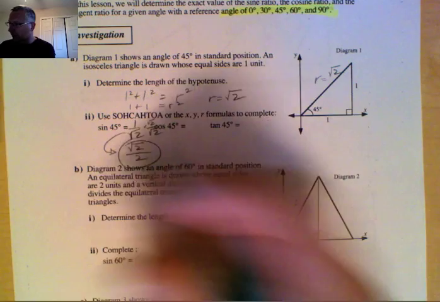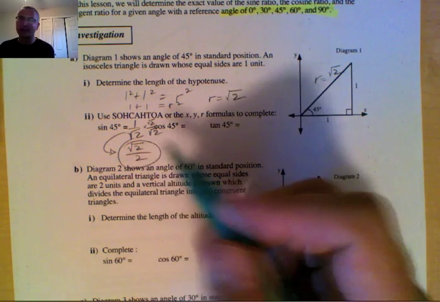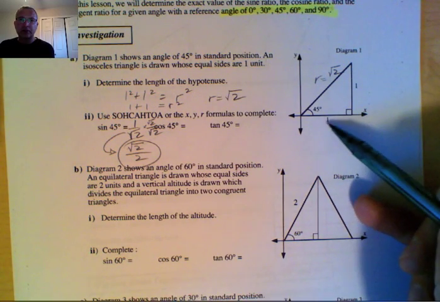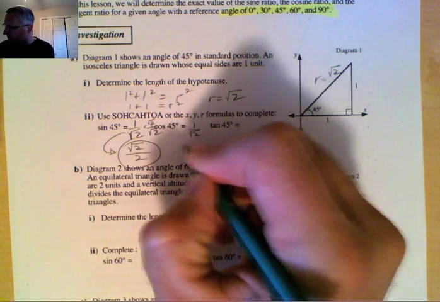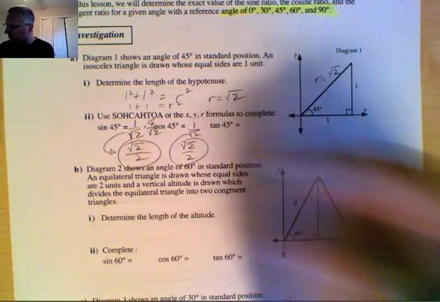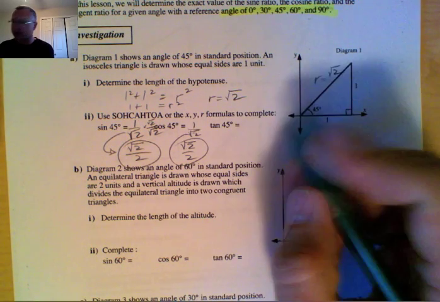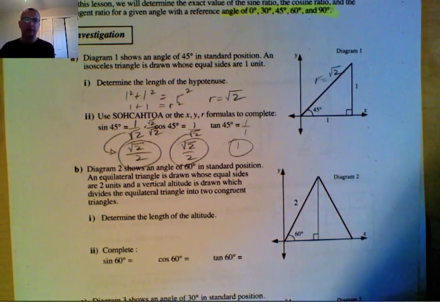So if you just remember that 1 over root 2 is the same as root 2 over 2, it's going to make your life really easy. If we do cosine, cosine is x over r, so it's also 1 over root 2 or root 2 over 2. Tangent is y over x. Well, y over x is 1 over 1, which means tangent has a value of 1.